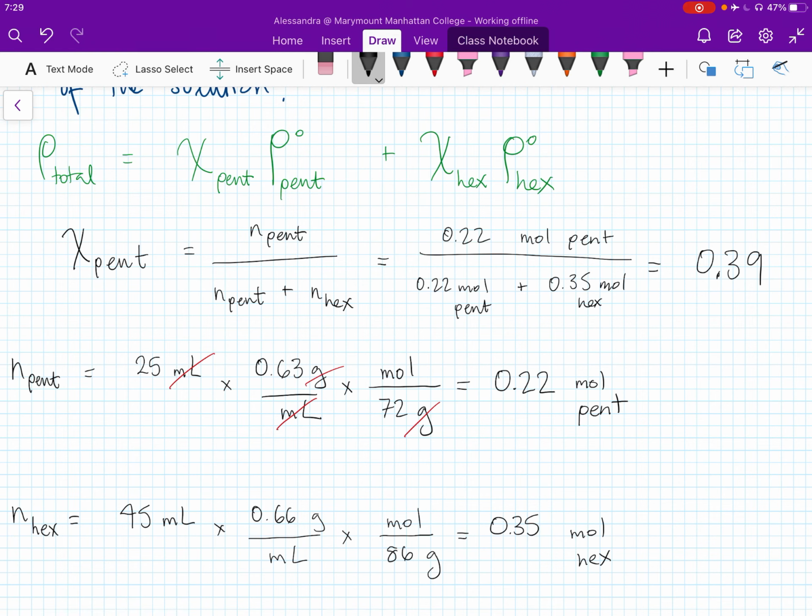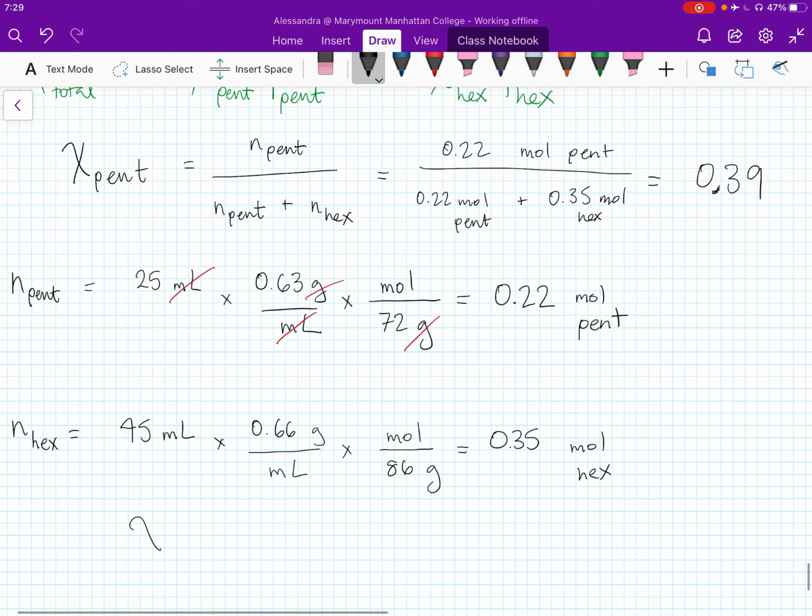Now remember, mole fraction is a fraction that varies between 0 and 1. It's a proportion, right? Since I have only two components here, I can figure out the mole fraction of hexane by subtracting that from 1. 1 minus 0.39 gives me the mole fraction of hexane, 0.61. Okay, and of course those need to add up to 1. I have only two components. Their mole fractions should add to 1.